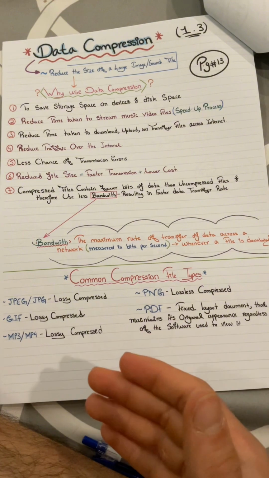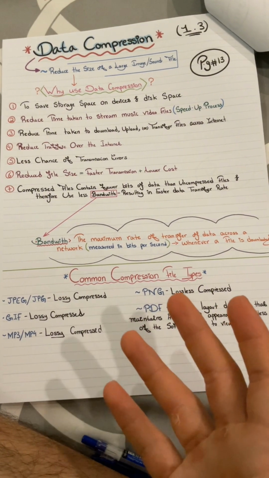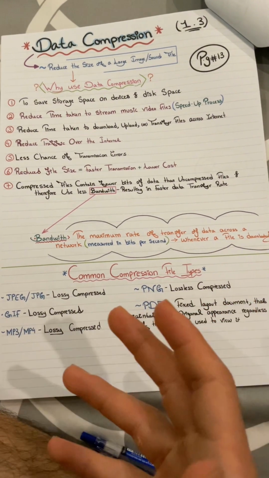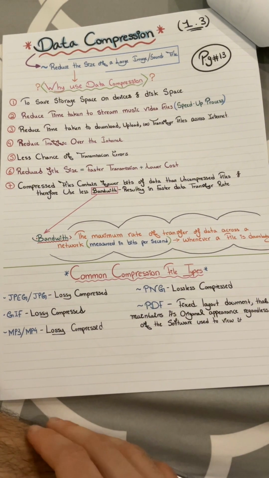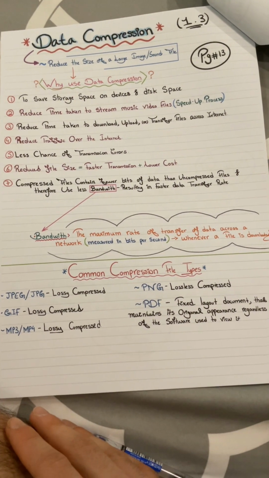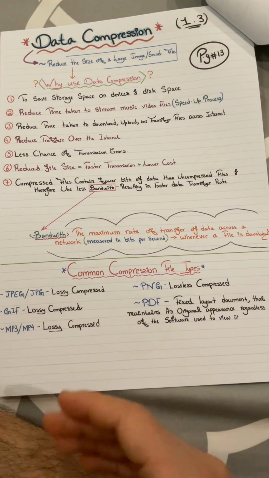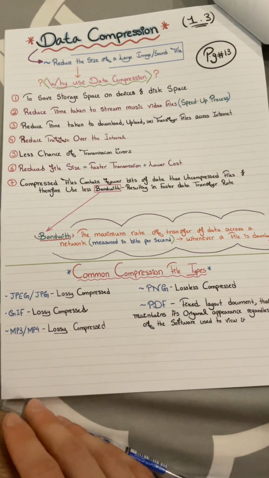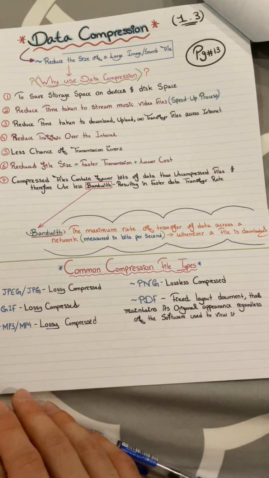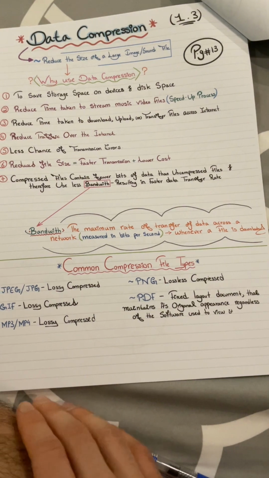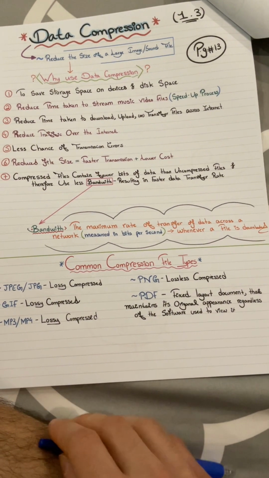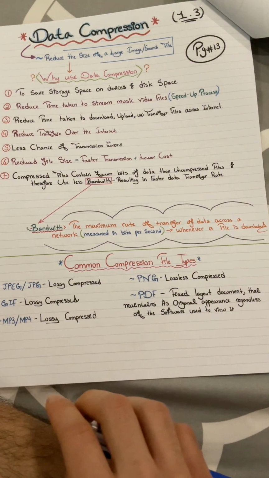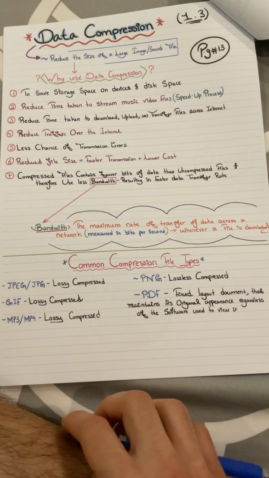Another thing, we want to reduce the time taken to stream or send files over the internet. Less space, less storage, faster transmission. We want to reduce traffic over the internet. Okay, we want to reduce the file size for lower cost of transmission over the internet and less bandwidth. Bandwidth is the rate of transfer of data across a network, which is measured in bits per second, whenever a file is downloaded.